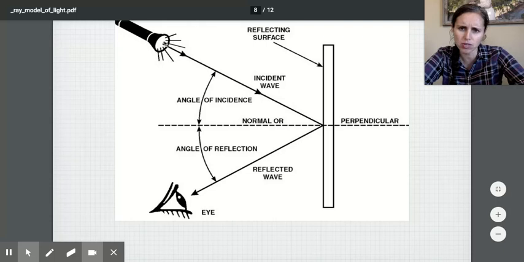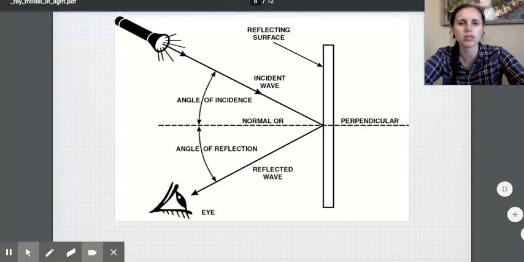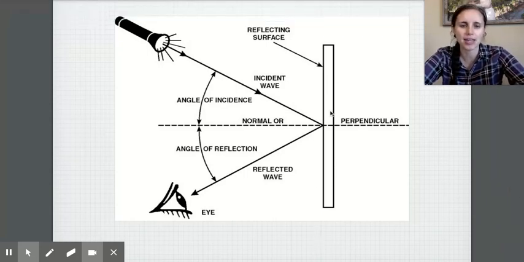So here we've got our source of light, and we can see the light rays traveling in a straight line. You can see that we've included arrowheads to show where the light is traveling. We call this the incident wave or the incident ray. This light ray is going to hit an object. This object here is a reflecting surface. So remember, we're starting to talk about mirrors. So mirrors reflect light back.